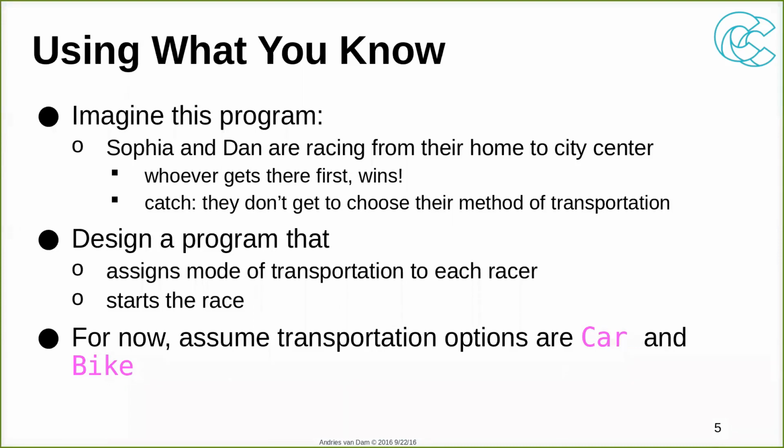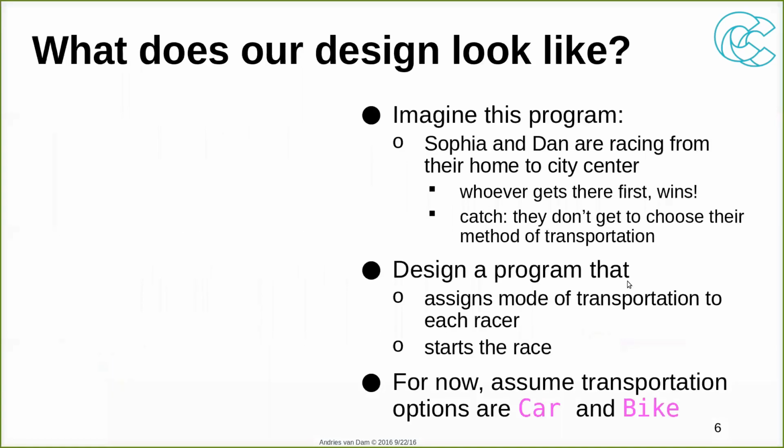To start off, we make two assumptions. We assume that there are only two transportation mechanisms: one is by car and the other is by bike. So now we have the entire application here. You have two racers, Sophia and Dan. They have a starting point and an ending point. There's a mode of transportation associated with it, and there's a start point, which can be the date and time, the timestamp basically, right? And there are only two modes, car and bike.